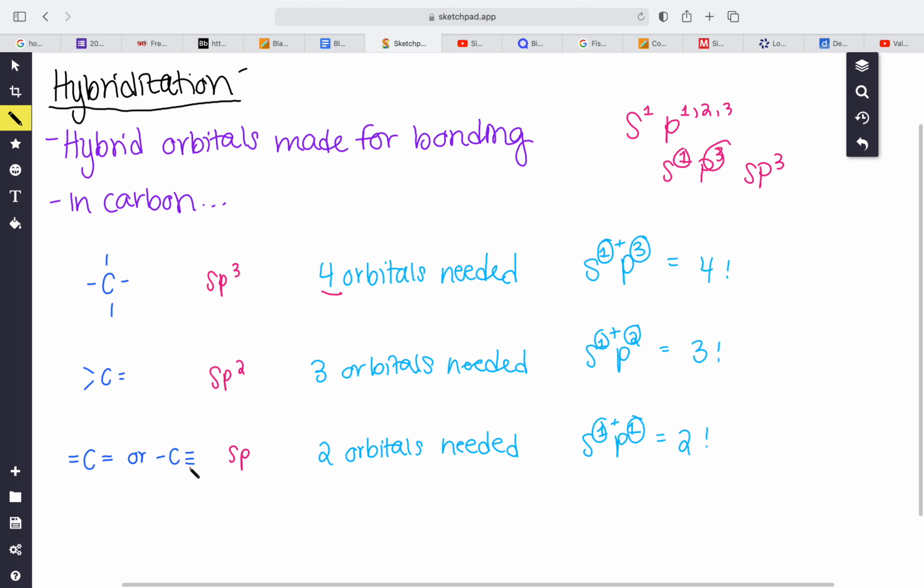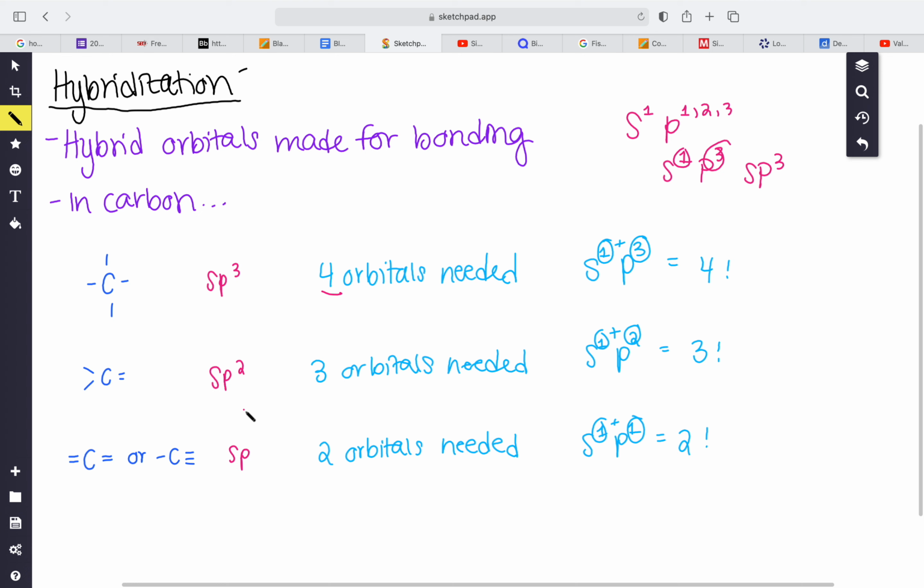The next one is either a carbon that is doubly bonded twice, or triply bonded with a single bond. With both of those, we need 2 orbitals because there are 2 things attached to that carbon. So same thing, we start with S1 and add whatever we need to get to those 2 orbitals, which would be just P1. So our answer is just SP.